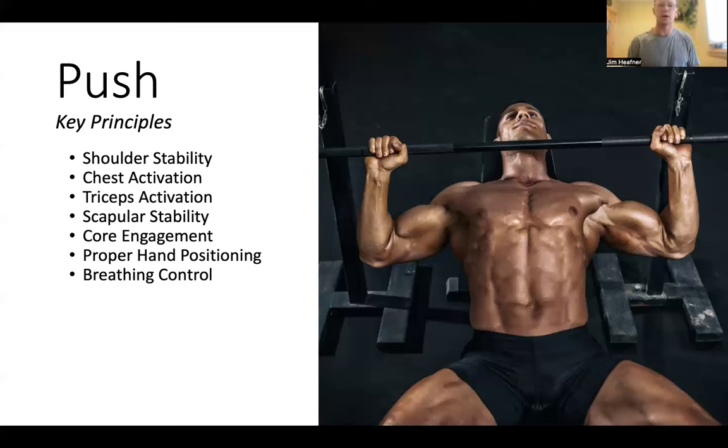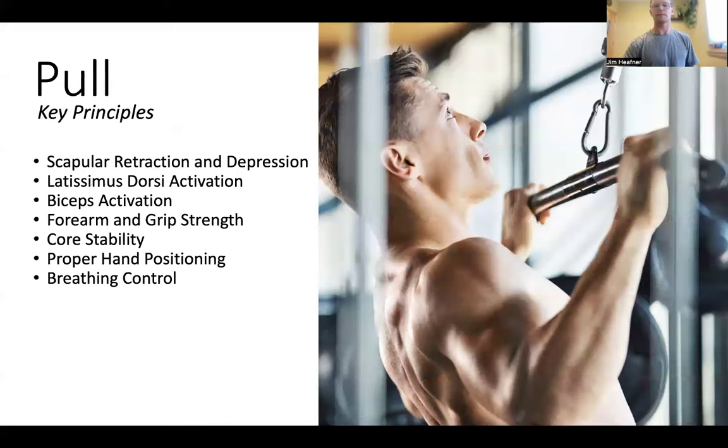Proper hand positioning, there are different cues on this, but if you can see, I look for a neutral grip of the wrist, and then for a bench press in particular, you can see how the hands are in line with the elbows, which creates a nice shape at the shoulders to drive the movement through the chest. Breath control: inhale on the way down, exhale as you push back up.